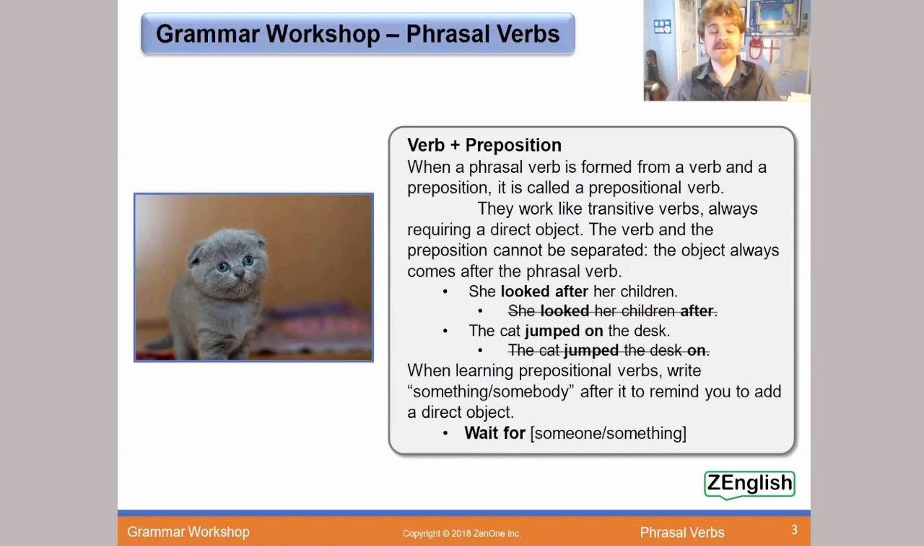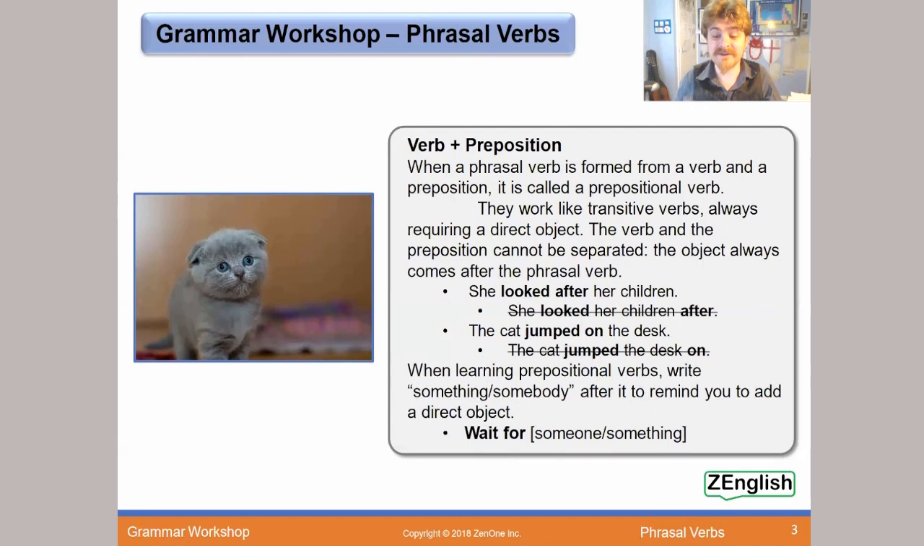She looked after her children. We cannot say she looked her children after. This is because this preposition has grammatical function and it tells us what's coming next. It shows us the relationship between the verb and the object, the noun that follows. So the cat jumped on the desk, but the cat jumped the desk on is not correct.